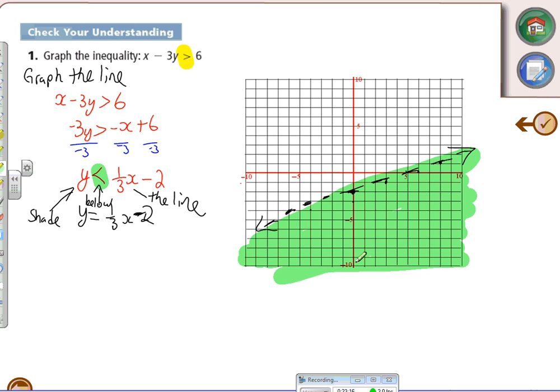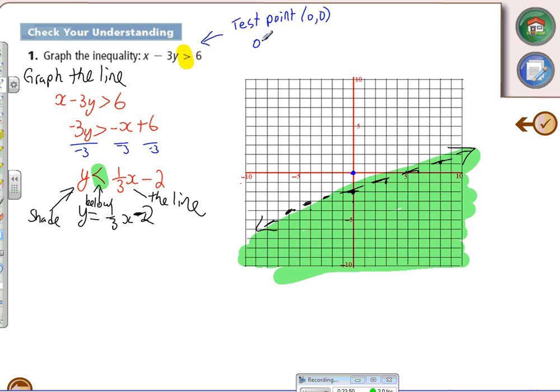That's one method of being able to do these. But it requires you taking it to a y less than, in this case. If I didn't want to do it that method, I could have plotted my x-intercepts and y-intercepts, and then taken a test point. Again, the test point that I suggest always is (0, 0), unless that one's right on the line. But it's not on the line, so I'm going to pick (0, 0) and plug it into this original. Test point, (0, 0).